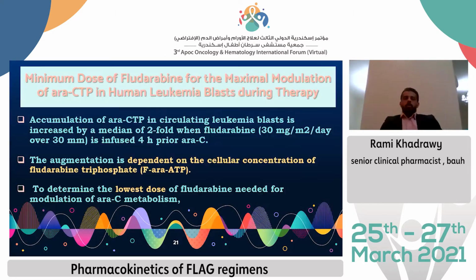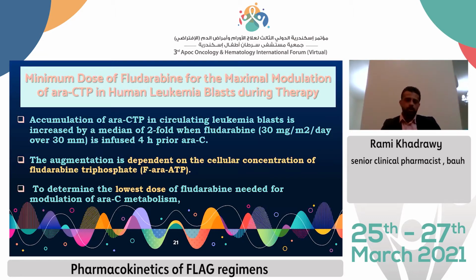So, what is the minimal dose that could be given of fludarabine to maximally modulate the RCTP in human leukemic blast cells? A study in Texas was published in 1997 on the flag regimen. It demonstrated that accumulation of RCTP in circulating leukemic blasts is increased by a median of two folds when fludarabine is given 4 hours prior to RC. And this augmentation process is dependent on the cellular concentration of fludarabine.